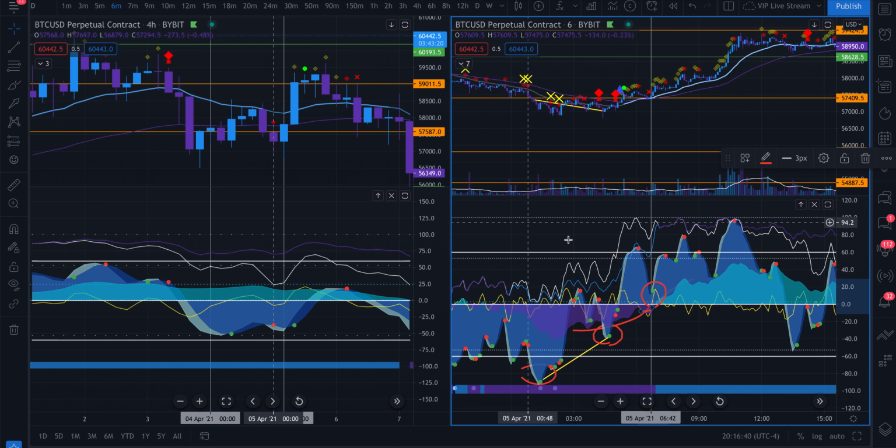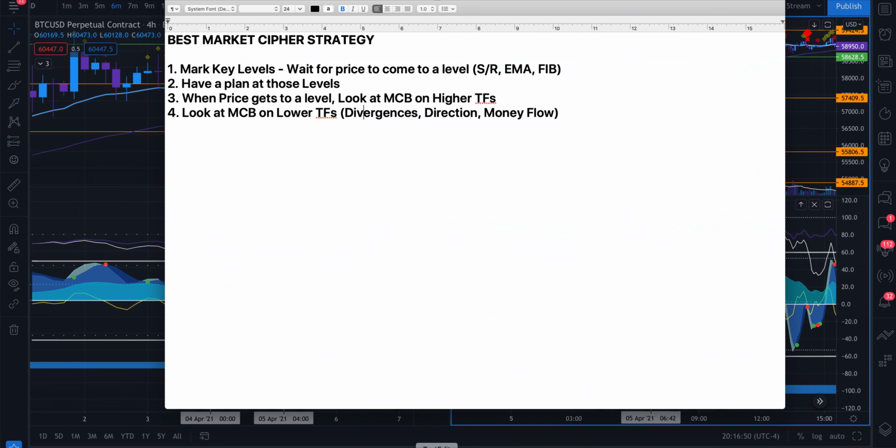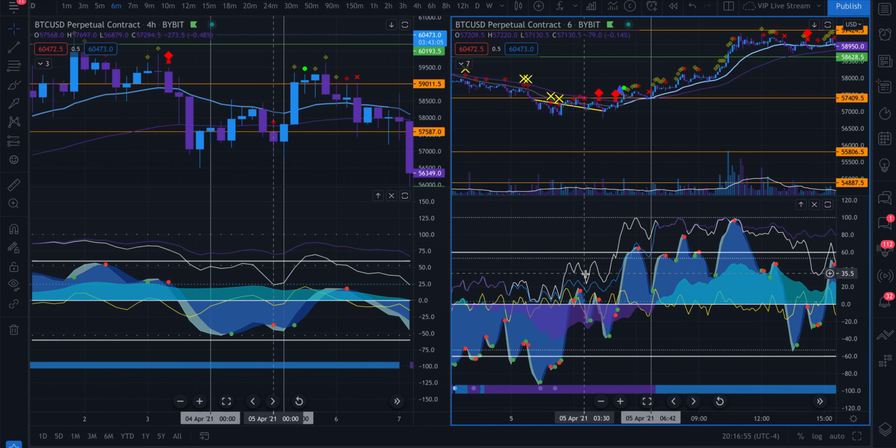I saw a bullish divergence. I saw the money flow crossing from the red into the green on the lower time frames. I saw a very clear direction. I saw divergence, I saw direction, I saw money flow. Boom, I entered the trade right here when we get the money flow cross, or soon after, just to confirm it.